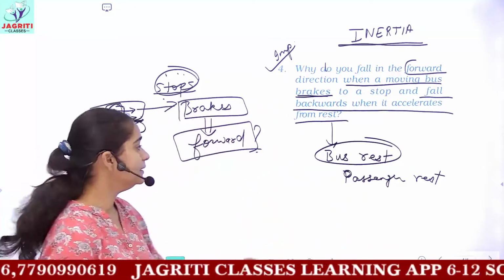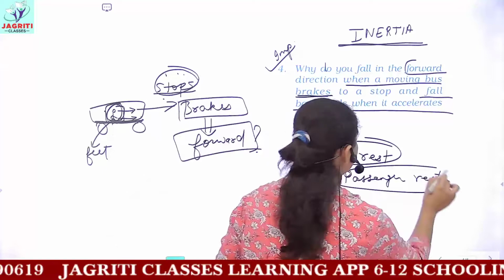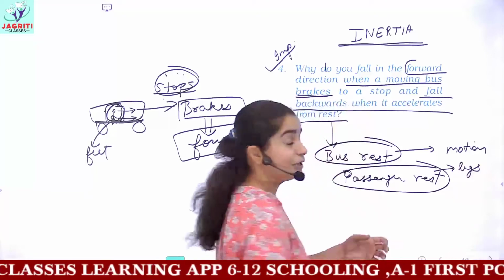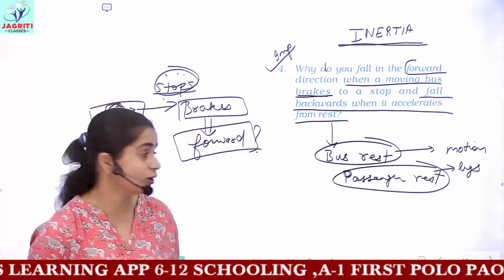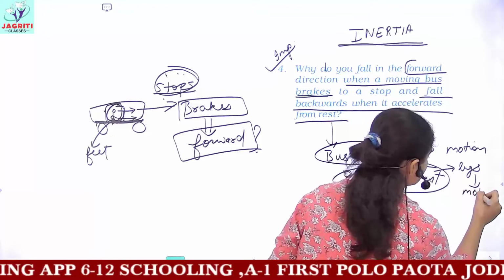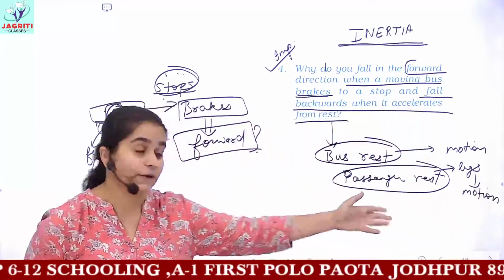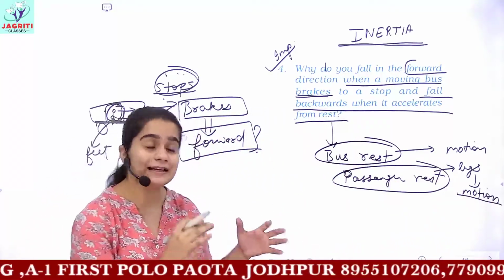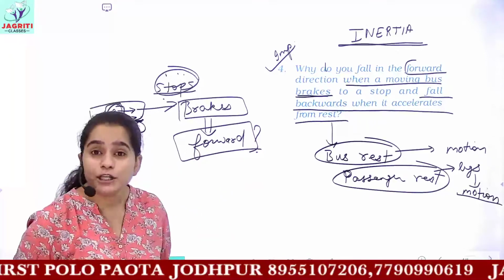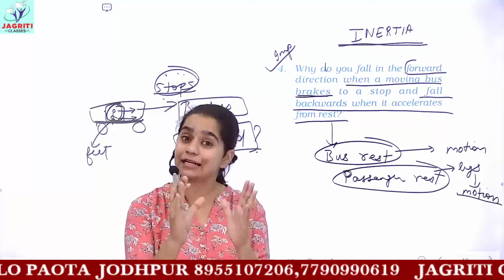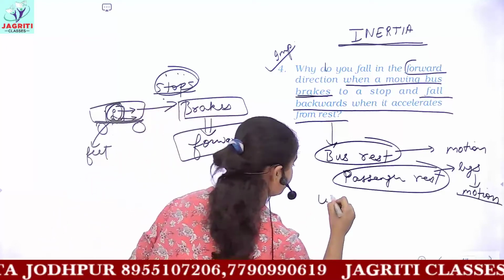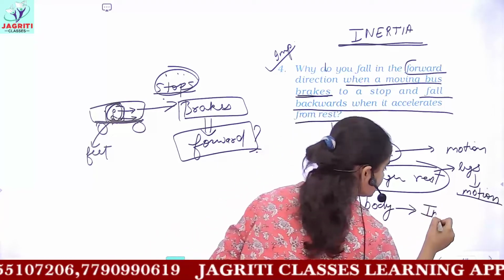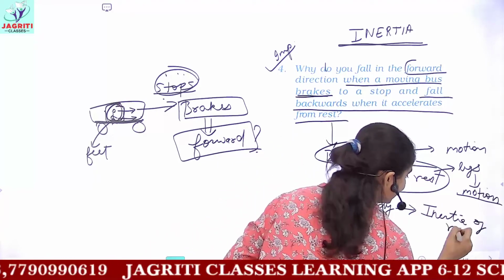The legs of the person in direct contact with the bus, once the bus comes in motion, because they are in direct contact with the surface of the bus, will also change their state of rest to state of motion. Whereas the upper body of the passenger, which is not in direct contact with the bus, has the inertia of rest. We say that the upper body of the passenger has inertia of rest.